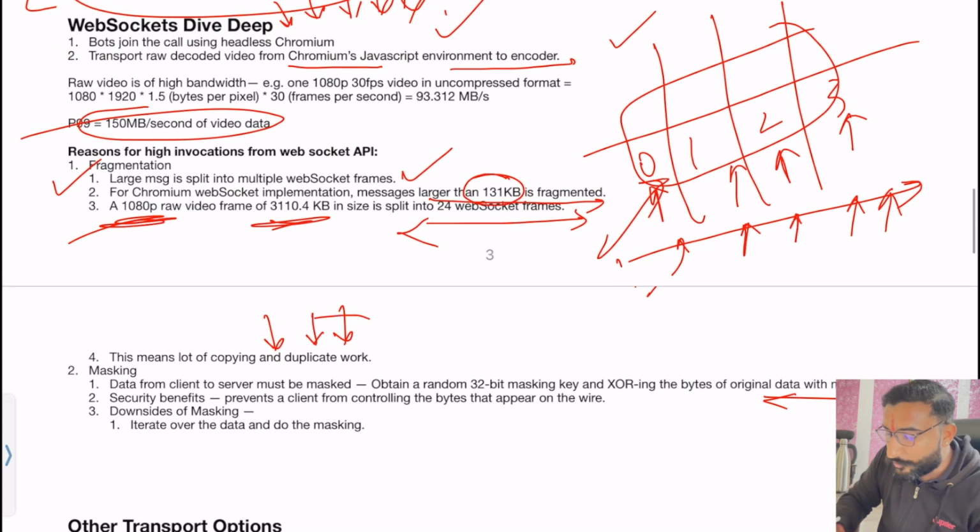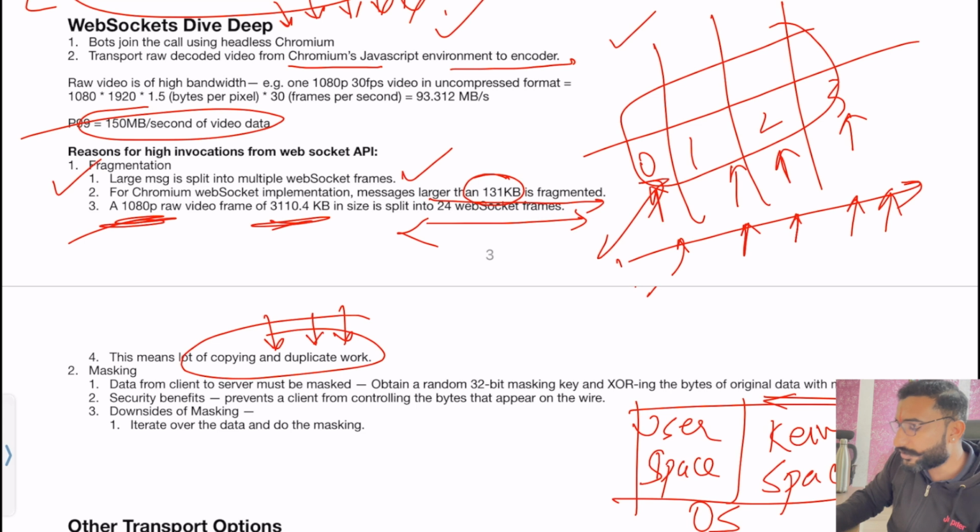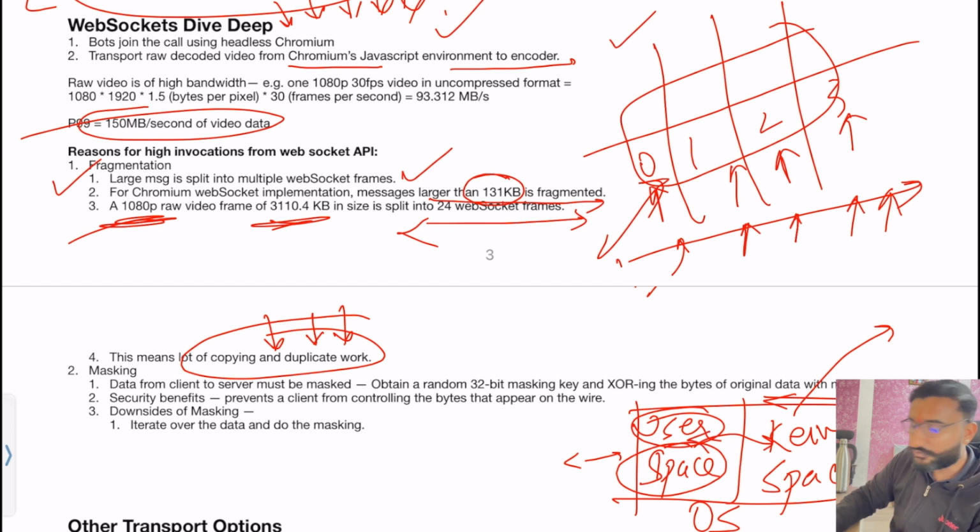And when I say copying of data, it basically means this: let's say this is your operating system. This is your user space and this is your kernel space. Your networking stack works in the kernel space, and your meeting bot is running in the user space. Whenever data is transferred, it is copied from user space to kernel space. In case of fragmentation, all the fragments will be copied to kernel space.